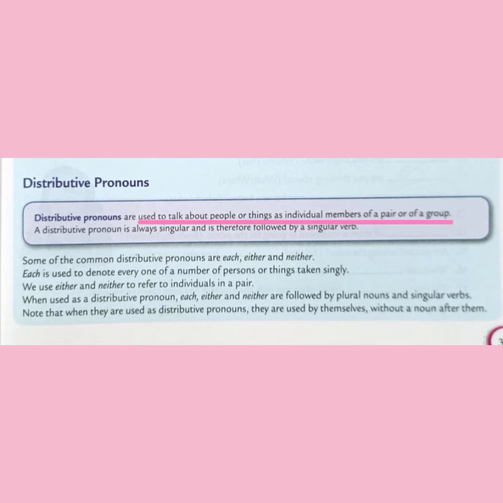Distributive pronouns are used to talk about people or things as individual members of a pair or of a group. A distributive pronoun is always singular and is therefore always followed by a singular verb. Some of the common distributive pronouns are each, either, and neither. Each is used to denote every one of a number of persons or things taken singly. We use either and neither to refer to individuals in a pair.